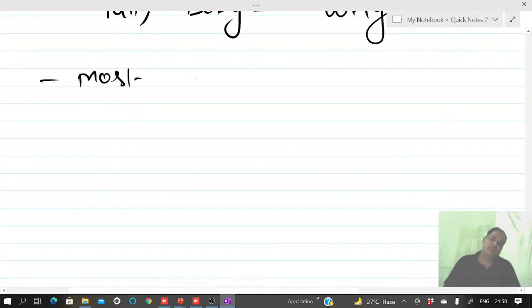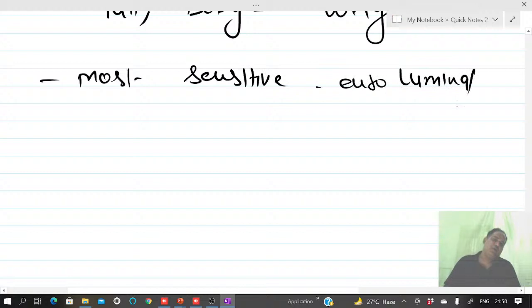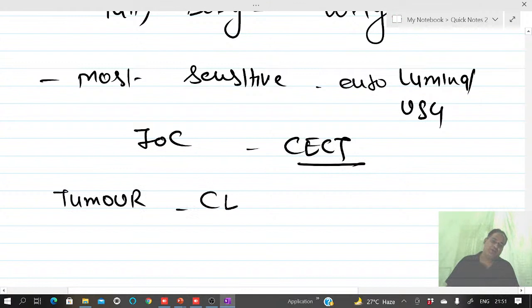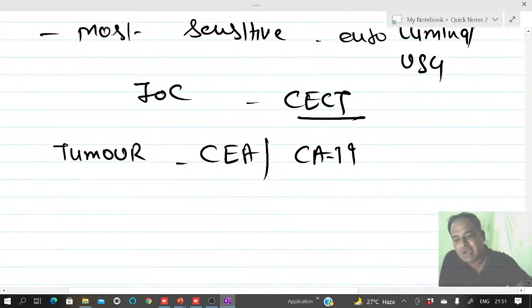The most sensitive investigation will be endoluminal ultrasound. Investigation of choice here will be contrast CT. Tumor markers are carcinoembryonic antigen and CA19-9.